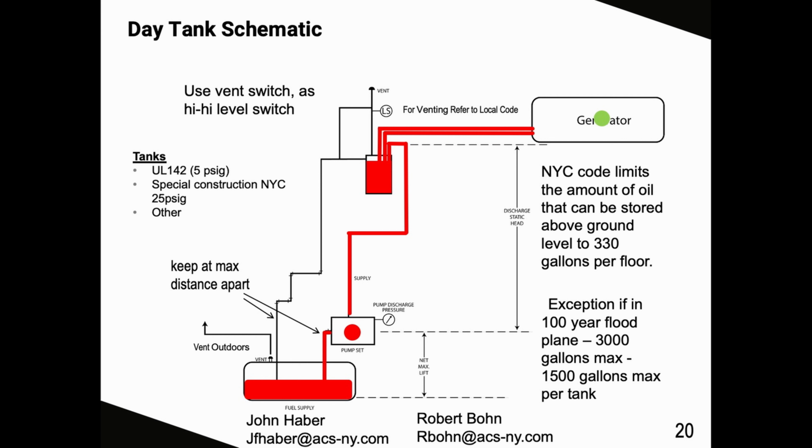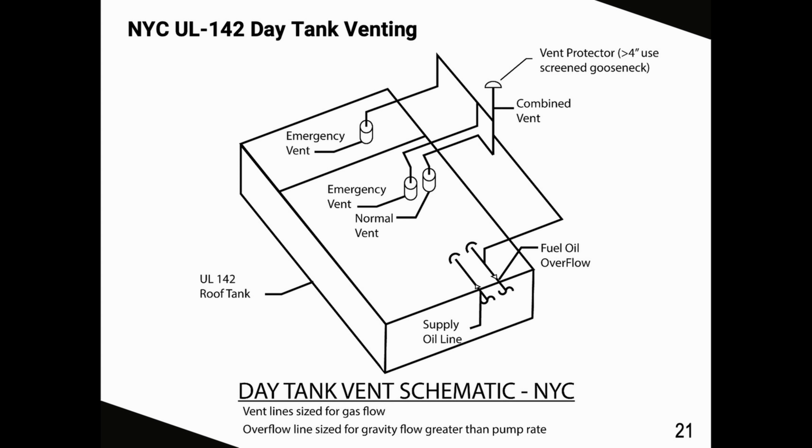And now there's that Bulletin 2018-10, which gives you the 4 piping configurations for day tanks in New York City. This is a typical UL 142 belly tank and includes a working vent on the primary portion of the belly tank, 1 emergency vent on the primary, and 1 emergency vent on the basin side. All vent lines are combined and run to atmosphere. Note the overflow piped into the vent. Vent line is sized for vapor flow, overflow sized based on oil pump flow rate.